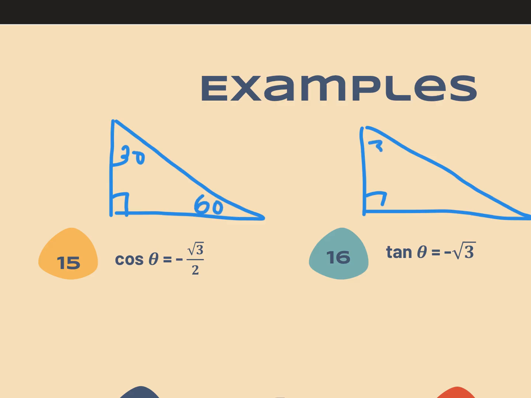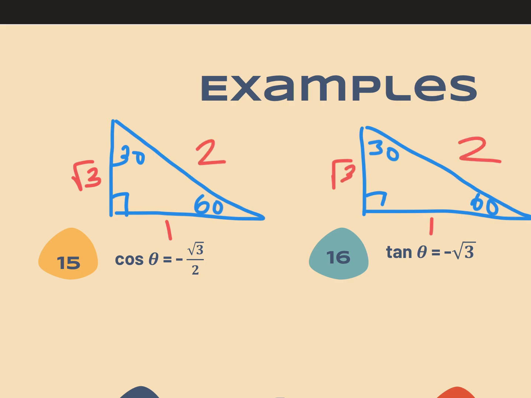So I'm putting 30 in the top left, 60 in the bottom right. Okay, remind me again what the pattern is. What goes across from 30? 1, so put it. What goes across from 60? Square root of 3, thank you. And then what's your hypotenuse?